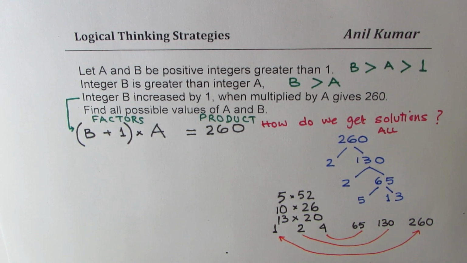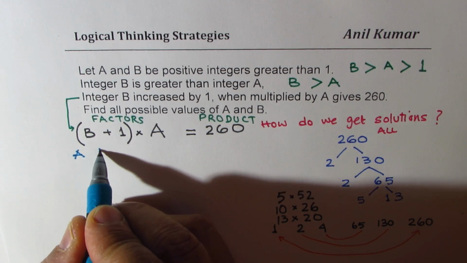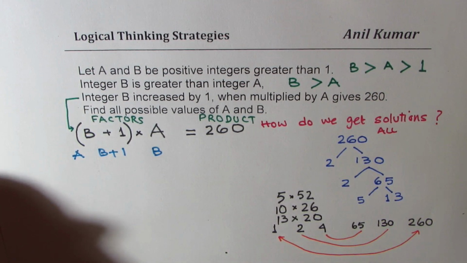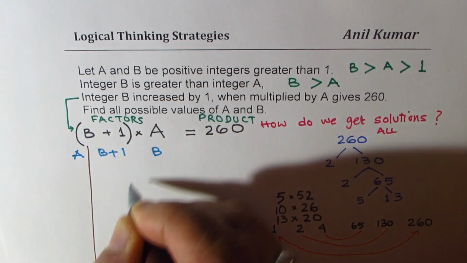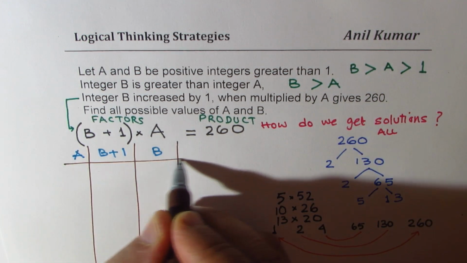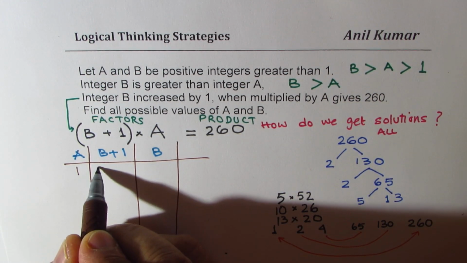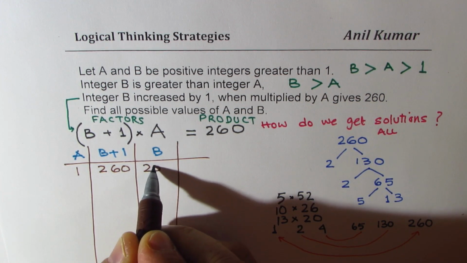Now to get the answer, what we can do here is make a table. So we know A is smaller, so we'll write down the values of A, and we'll write down the values of B plus 1, and then we'll get what B is. So I'm going to make 3 different columns here. We'll list out all possible A's, their combination with B plus 1, and then taking away one value, we could get the possible values of B, right? So if I start with 1 and 260, I get 1 here and 260 here. So 1 less than 260 is 259.